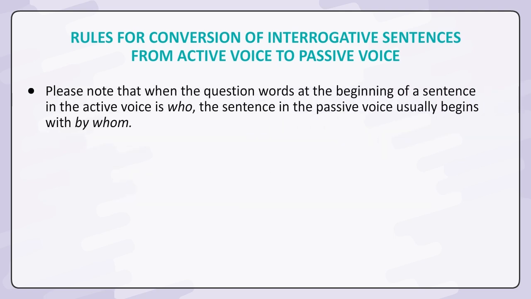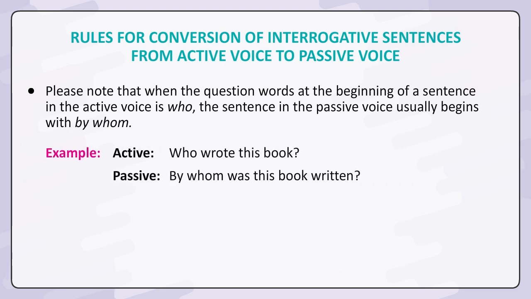Please note that when the question word at the beginning of a sentence in the active voice is "who," the sentence in the passive voice usually begins with "by whom." Example: Active, who wrote this book? Passive, by whom was this book written?